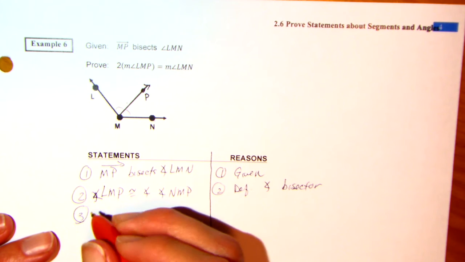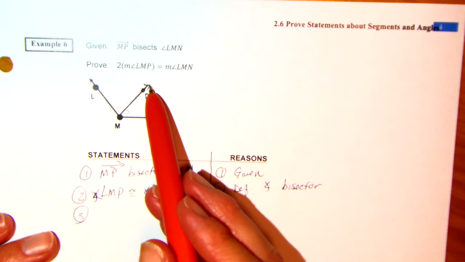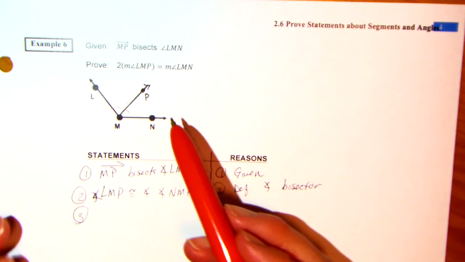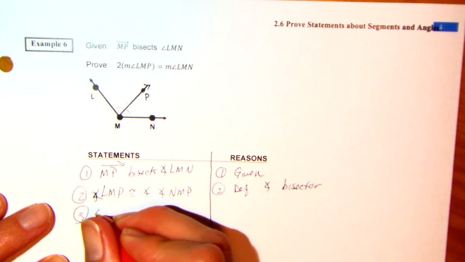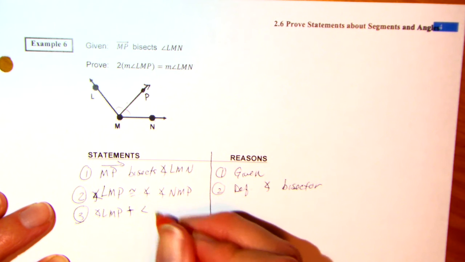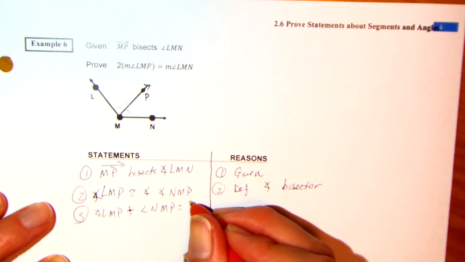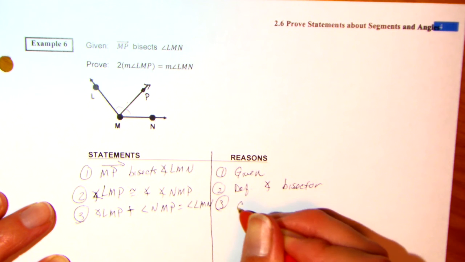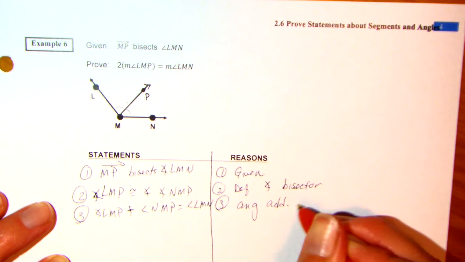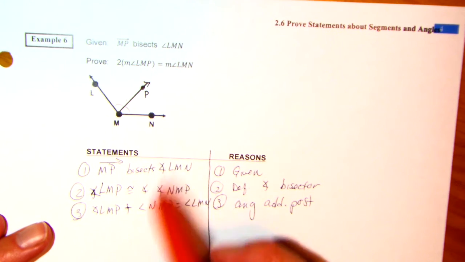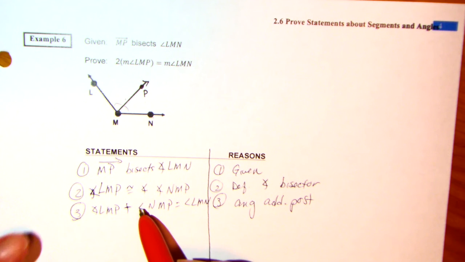Okay, now number 3, LMP plus NMP is equal to the whole thing. That's your angle addition postulate. Oh, look, I wrote angle twice there. So this plus this is equal to the whole thing. So far, so good?